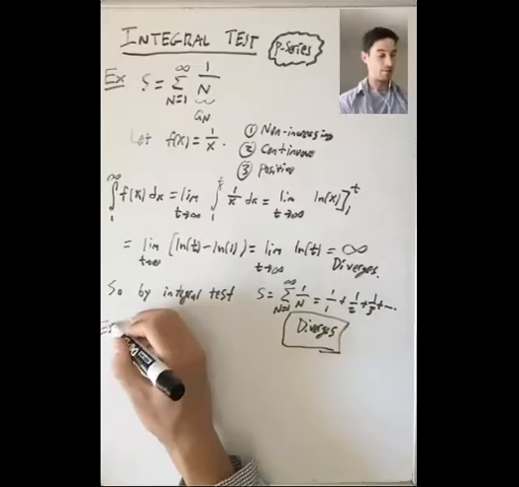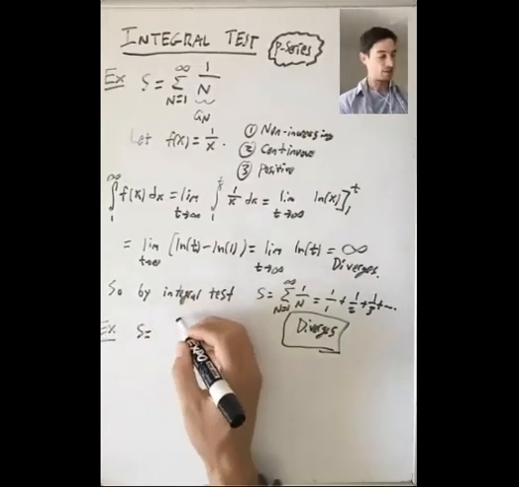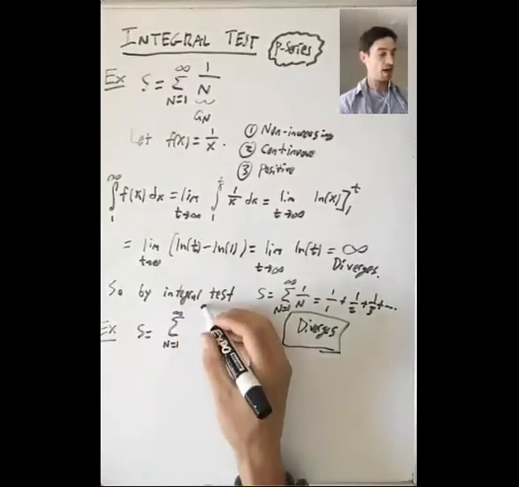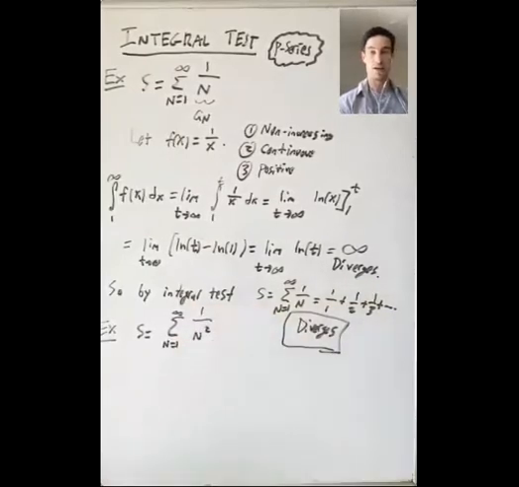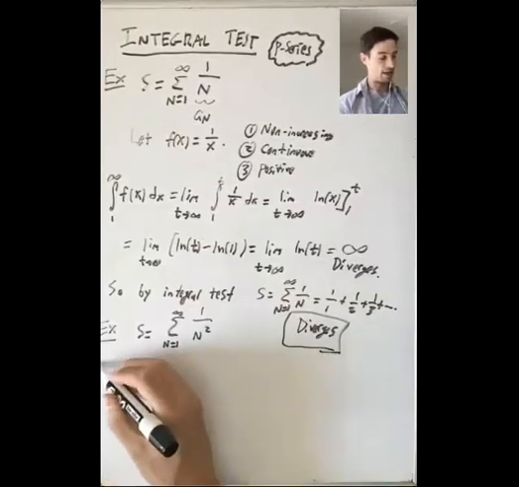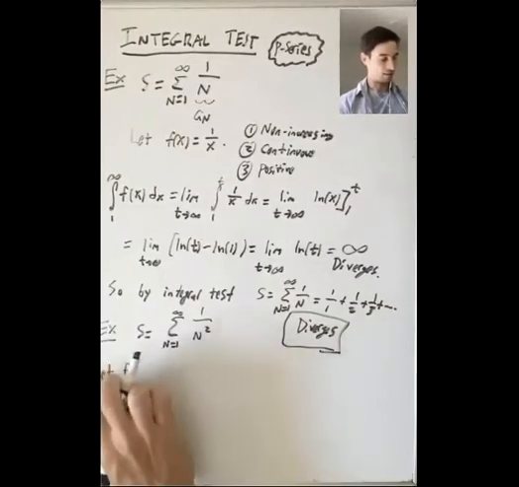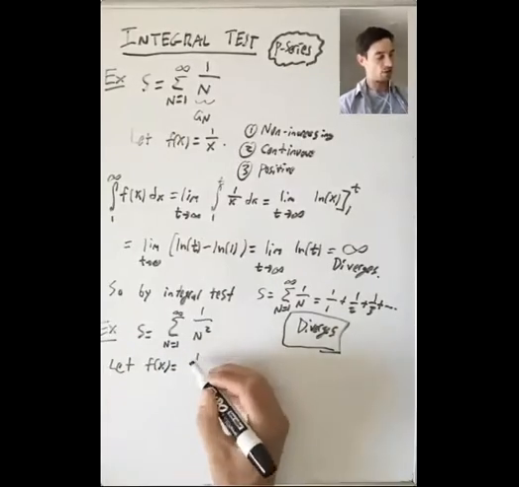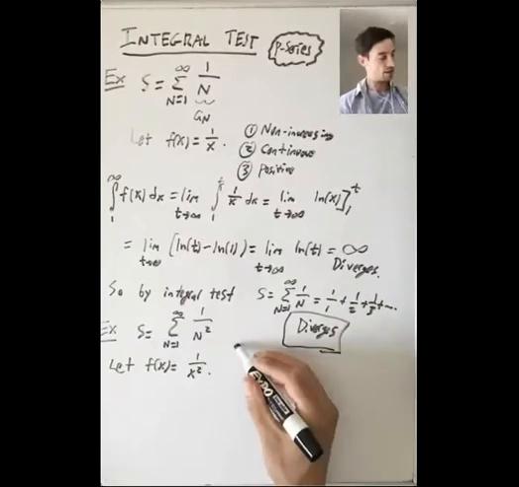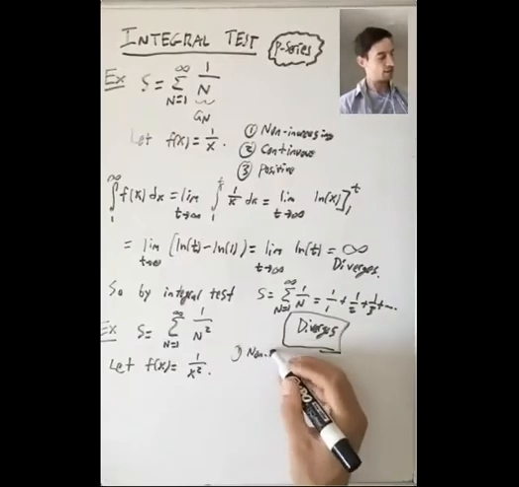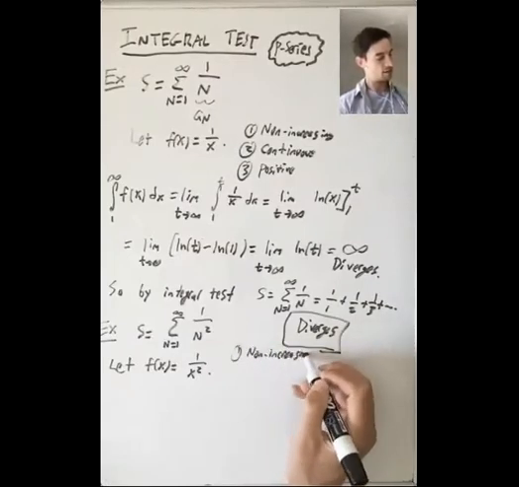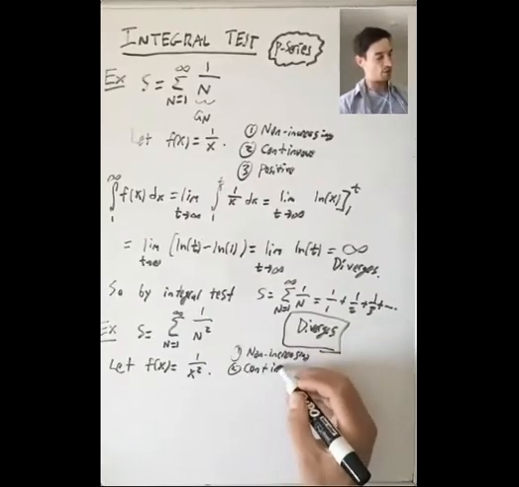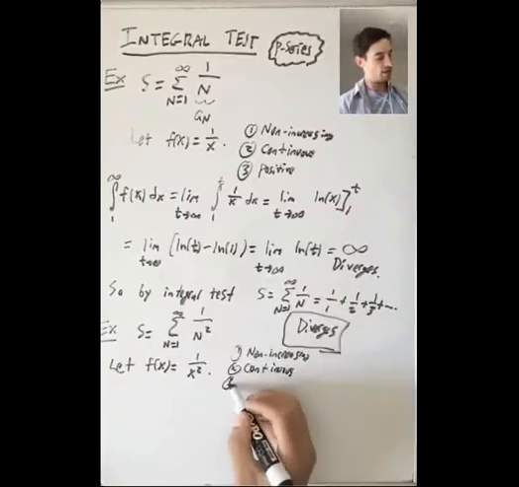Let's look at another example. Let's look at S equals the sum now not of 1 to infinity of 1 over n, but of 1 over n squared. So we're going to let f of x be equal to 1 over x squared. And it's clear that this is non-increasing, continuous, and positive from n equals 1 to infinity.